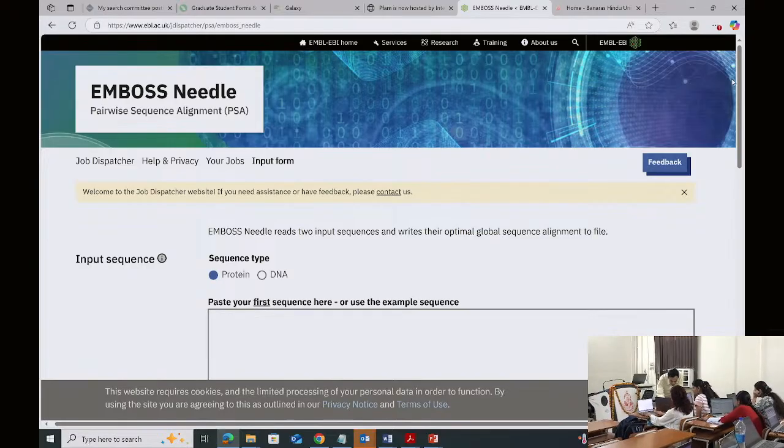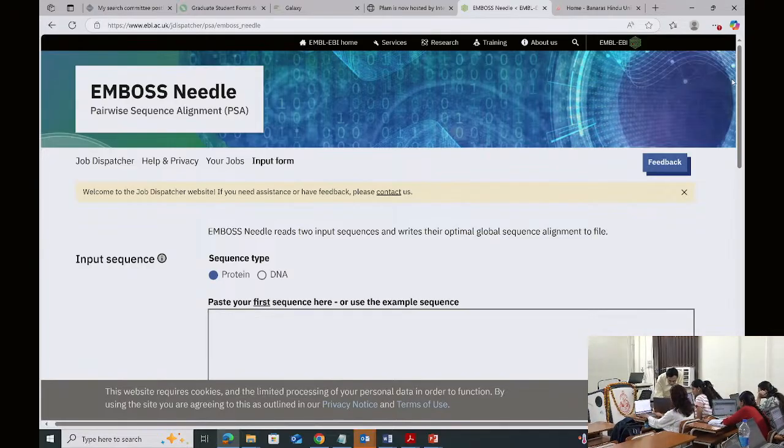This is Smith-Waterman. Let me see. Yeah, this is Smith-Waterman. So take a note of these values and then go to BLAST. Which one? Oh, you already did.